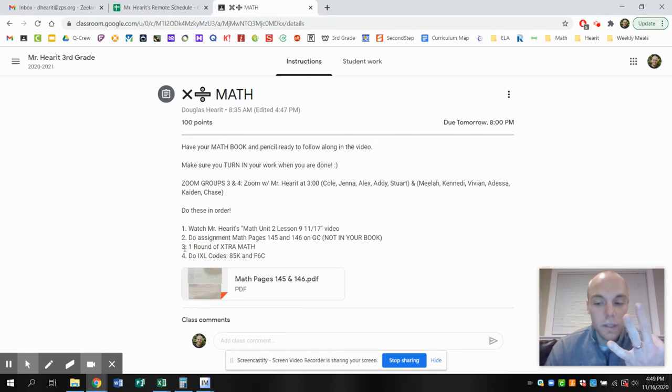Then number three, everyone's got to do this one just like in class. Everyone's got to do one round of extra math. Number four, you're going to do IXL codes 85K and FC6C. Remember, click on the search bar up at the top of your IXL, type in those codes, and that'll lead you right to exactly what you need to be on. So those are the two codes you're going to be doing today.